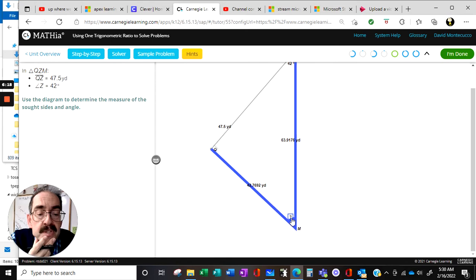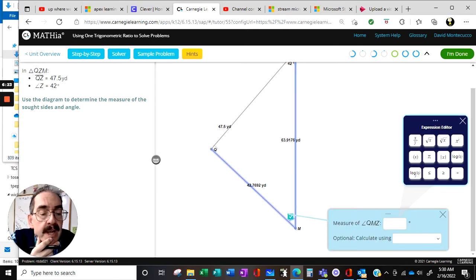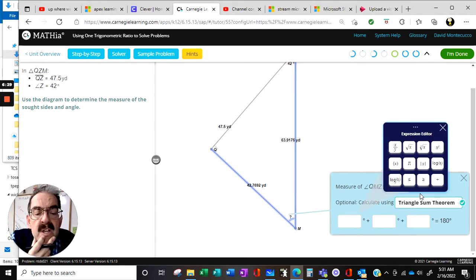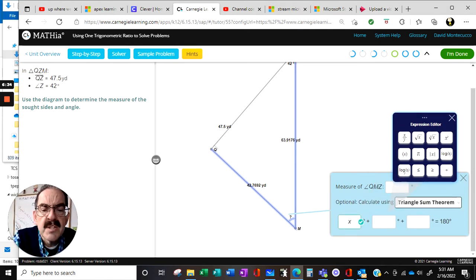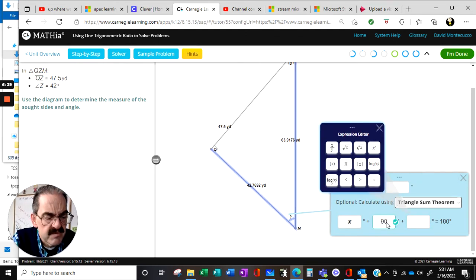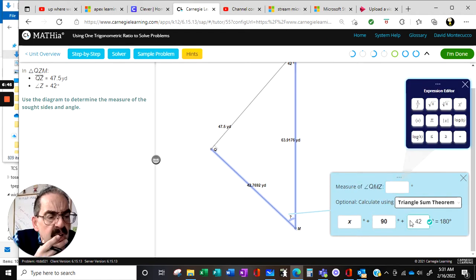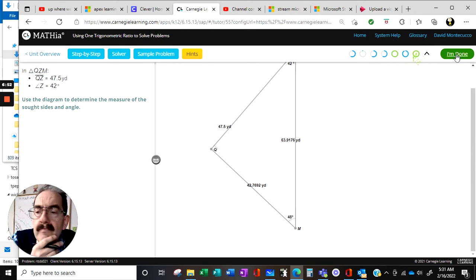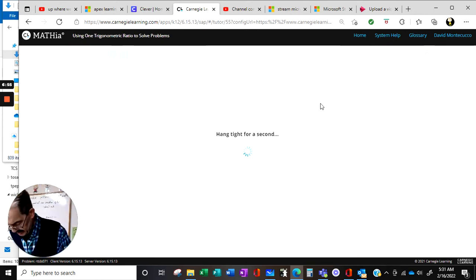What are we looking for? Oh, this question mark. Ooh. Okay, so we need that angle. Calculate using triangle sum. So we're going to have x plus 90 plus 42. And it'll be 180 minus the 42 minus the 90. Good. Okay, so triangle sum.